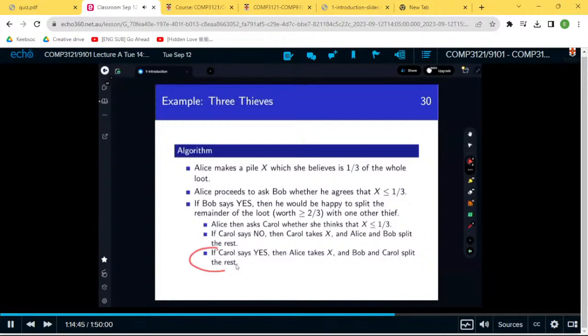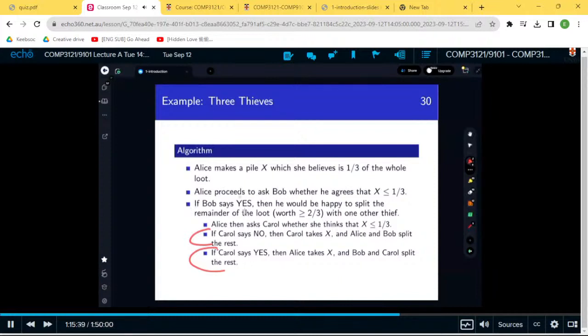Okay, but what if one of them says no? Let's say Carol says no. Carol says, no, X is worth definitely more than 1/3. But then we can give this X to Carol. Carol thinks it's worth more than 1/3. Carol is happy. Alice thinks that X is worth 1/3, and Bob thinks it's worth at most 1/3. So Alice and Bob are happy to split the rest, because from both of their points of view, the rest of the loot, so everything minus X, is worth at least 2/3 of the whole loot. So they can now use the two-thief algorithm to conclude.